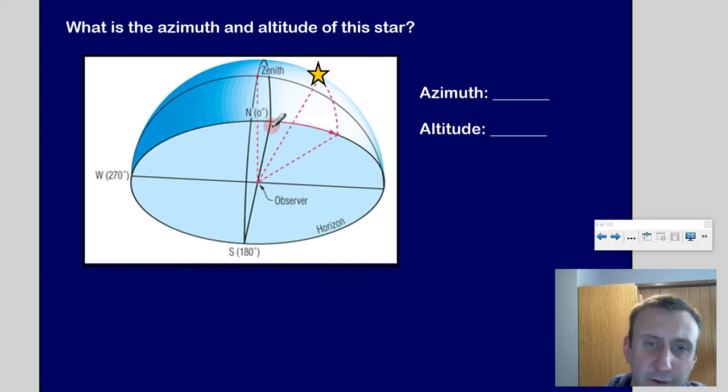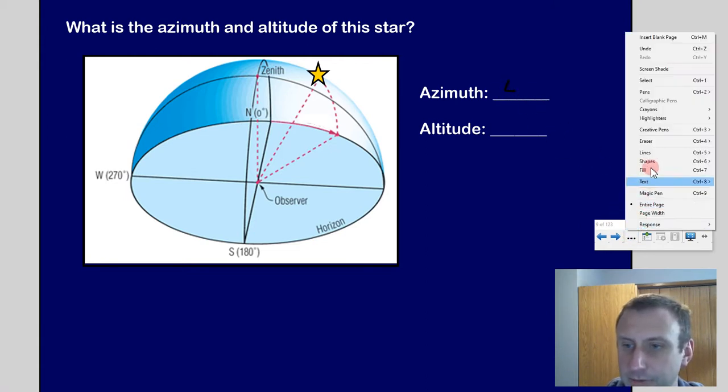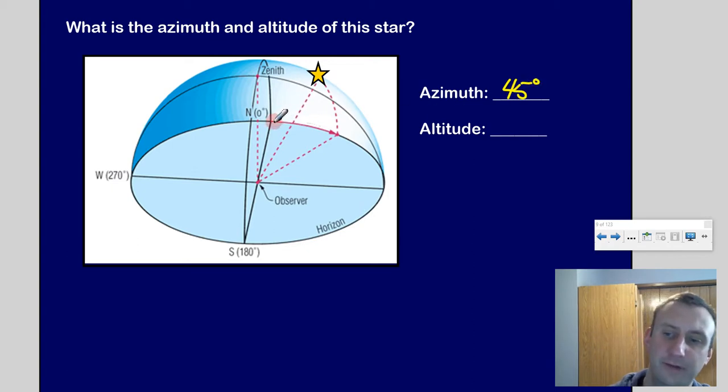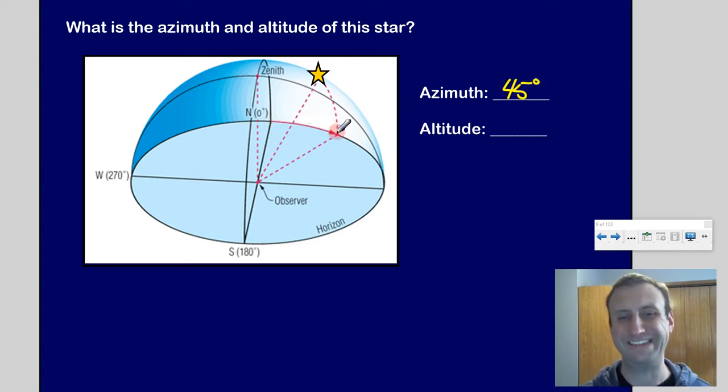So first of all, here's our north. We're rotating clockwise. So if we rotate clockwise from north, this is right around 45 degrees, maybe a little bit less, but let's just keep it simple for this. And we're going to write in a different color that shows up, 45 degrees. Let's go with yellow. So I have an azimuth of 45 degrees because I have to rotate 45 degrees from the north position to get to there.